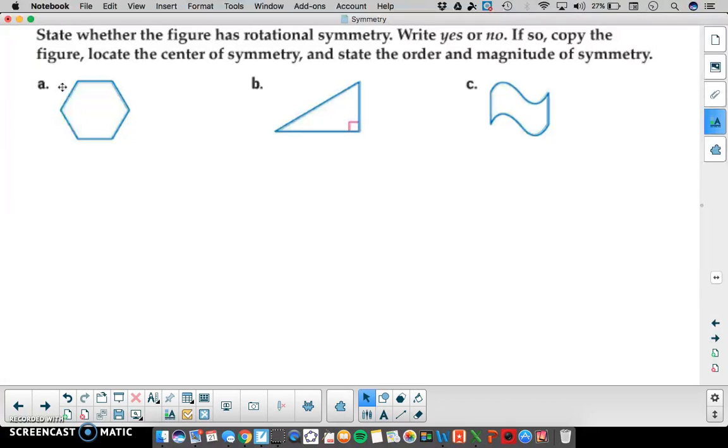We're going to state whether these figures have rotational symmetry. We're going to write yes or no, and if so, copy the figure and locate the center of symmetry and state the order and magnitude. Okay, so here we have a regular hexagon.